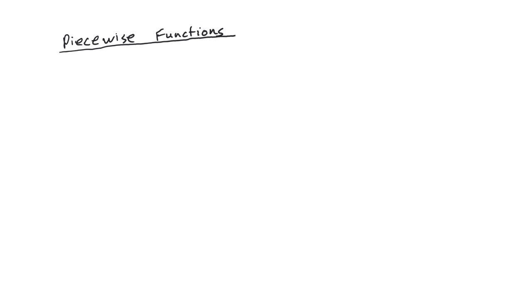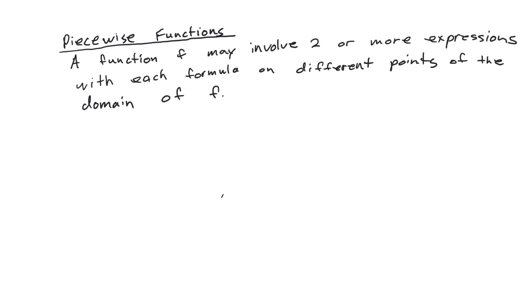So now we're going to study a thing called piecewise functions. Okay? Piecewise functions are given by this definition. It's a function f that may have two or more expressions with a formula on different points of the domain, i.e. different x values. So when I'm talking about the x value, it means I've got different functions for different sections of my graph. So we really need to spend a little bit of time on this today, so we're going to do all the questions we can.